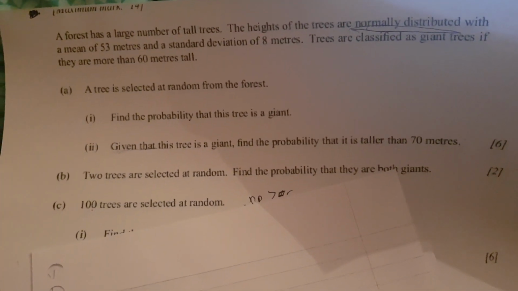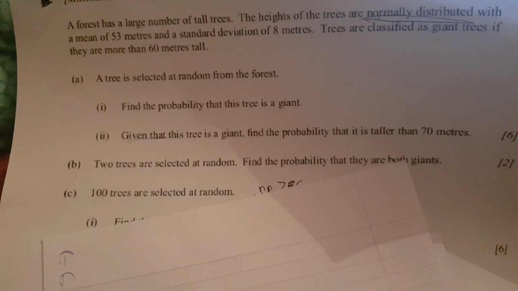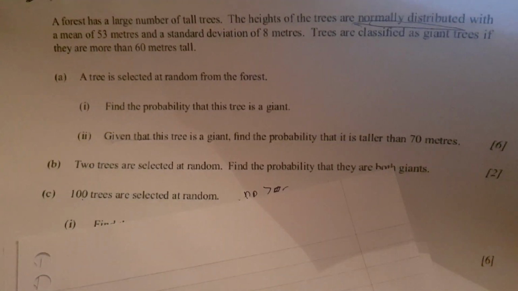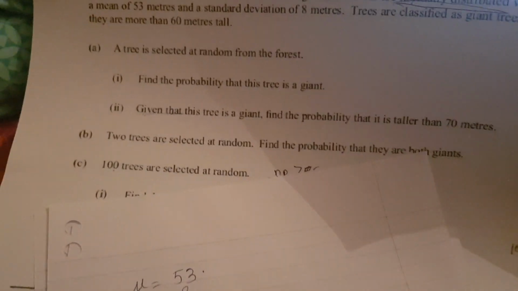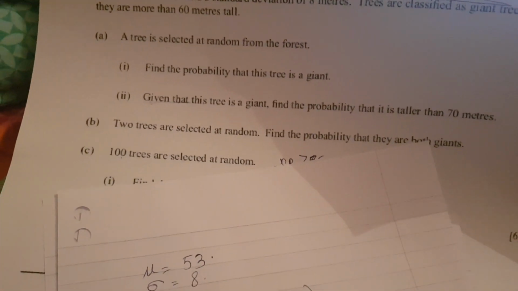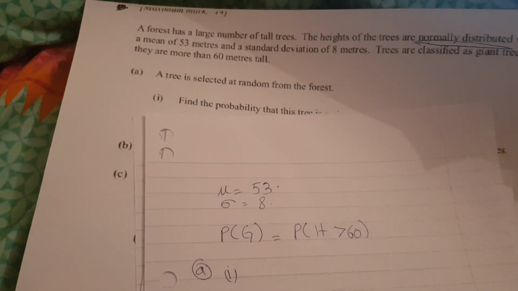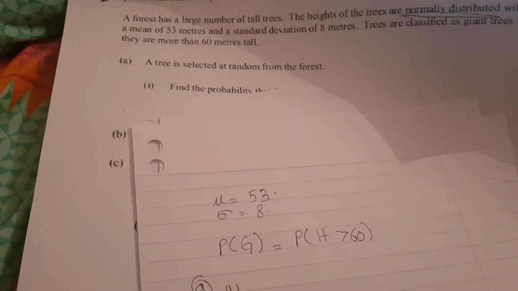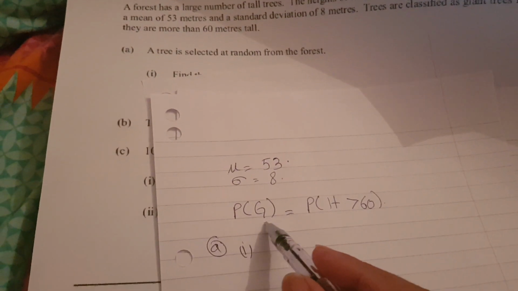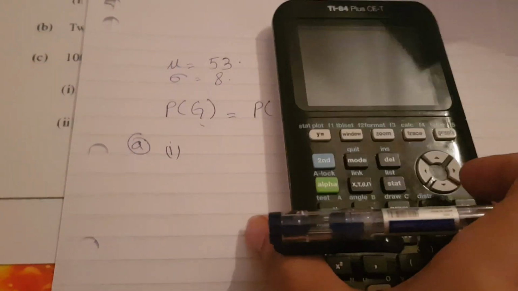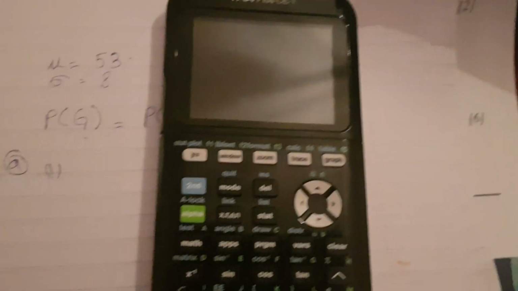A tree is selected at random from a forest. Find the probability that this tree is a giant. Okay. A1. The probability that this tree is a giant, actually we need to calculate this particular probability since the distribution is normal. Just take out your graphical calculators.